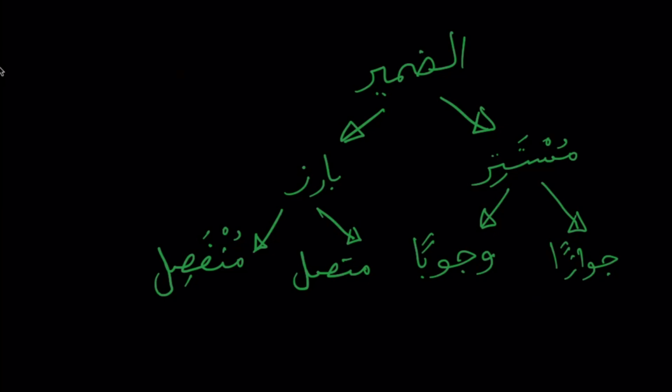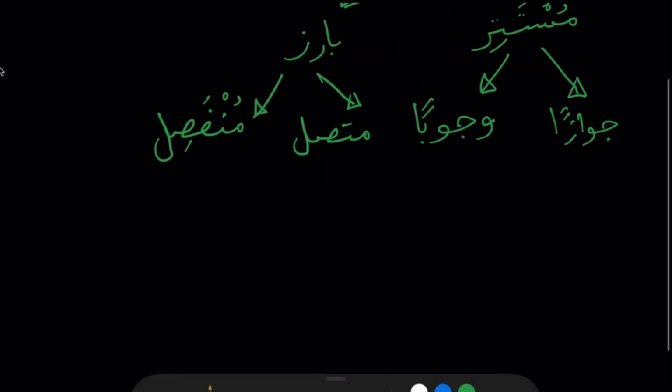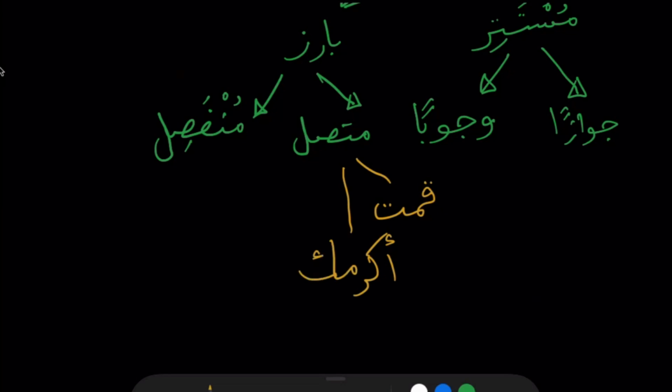And so, examples he gave us. He said, like the ta of kumtu and the kaf of akramak and the ha of ghulamihi. Let's look there first. So the ta of kumtu, that's damirun muttasil. You say kumtu fi'lun madin, and the ta is a suffixed pronoun, built with a dammah, in the nominative slot.